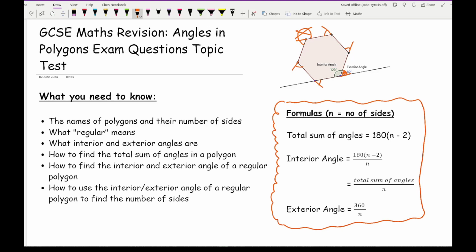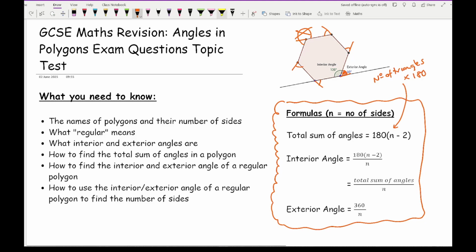So the total sum of angles is 180 multiplied by n minus 2, where n is the number of sides. In other words, this is basically the number of triangles inside the shape multiplied by 180, because all the angles inside a triangle add up to 180.